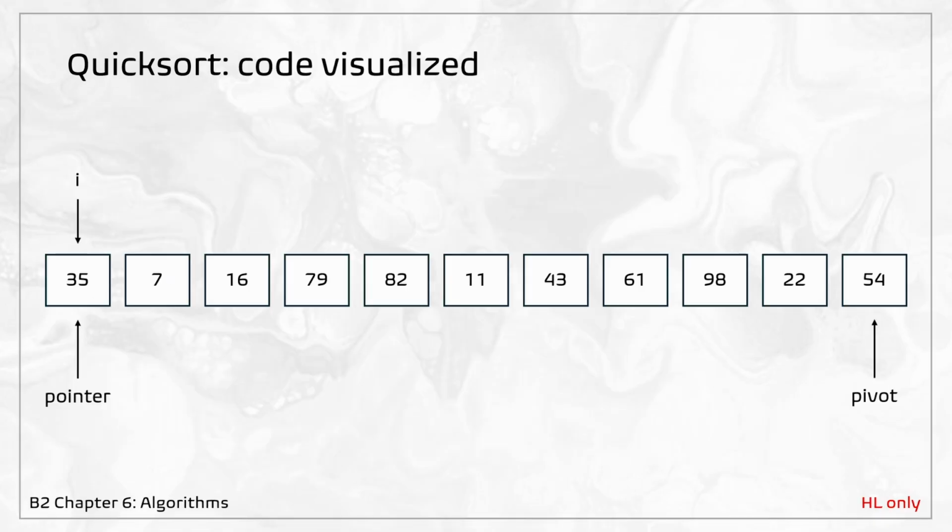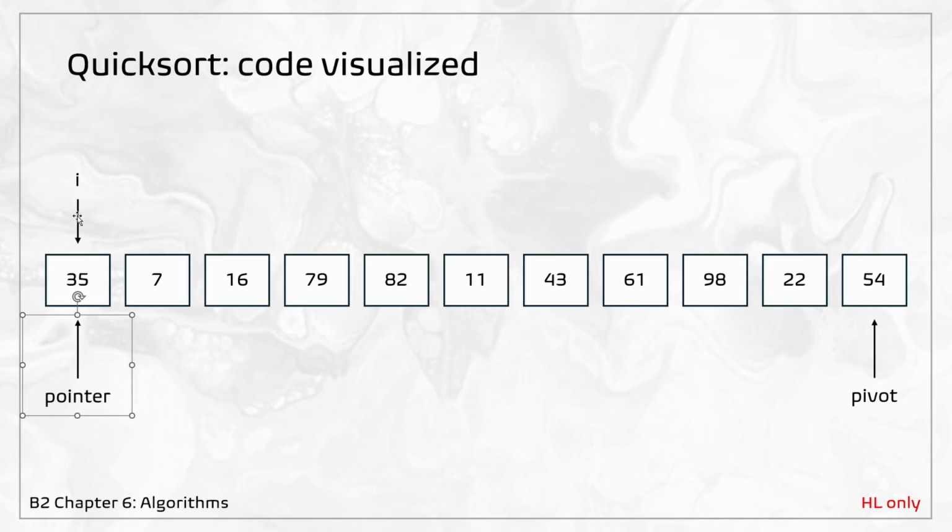Now comes the hard part, moving the elements around the pivot. I'm going to show this in another visual diagram. To do this, we start by defining a pointer that points to the first element, so right here. This pointer will be very important. Then, we loop through every element in the array with a for loop.